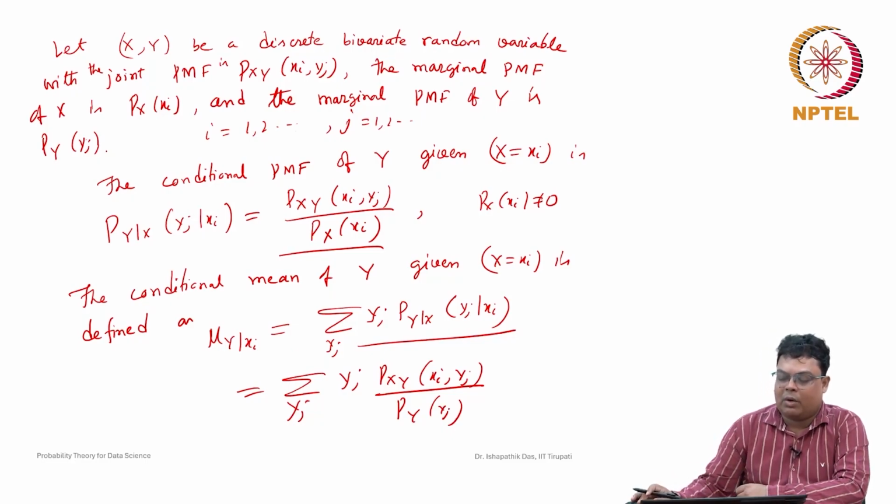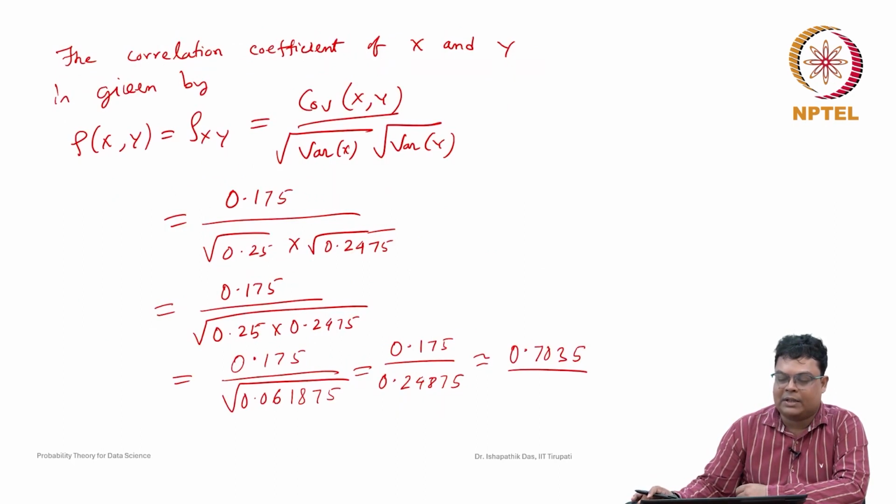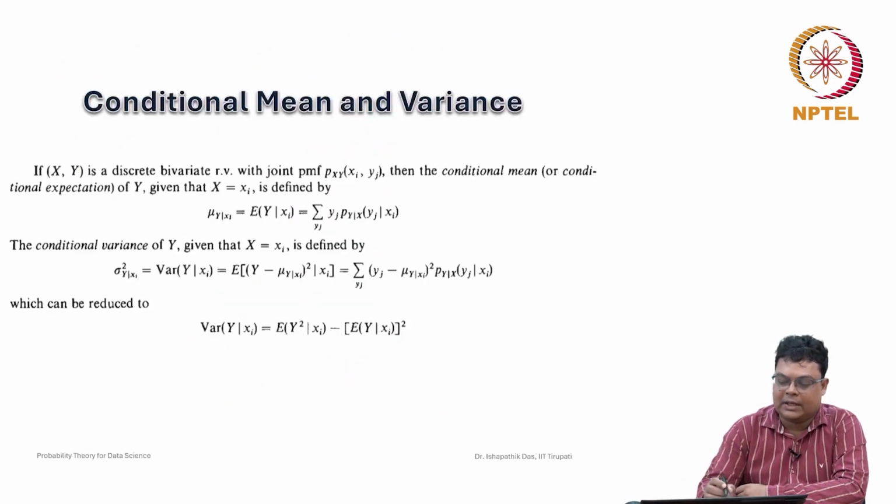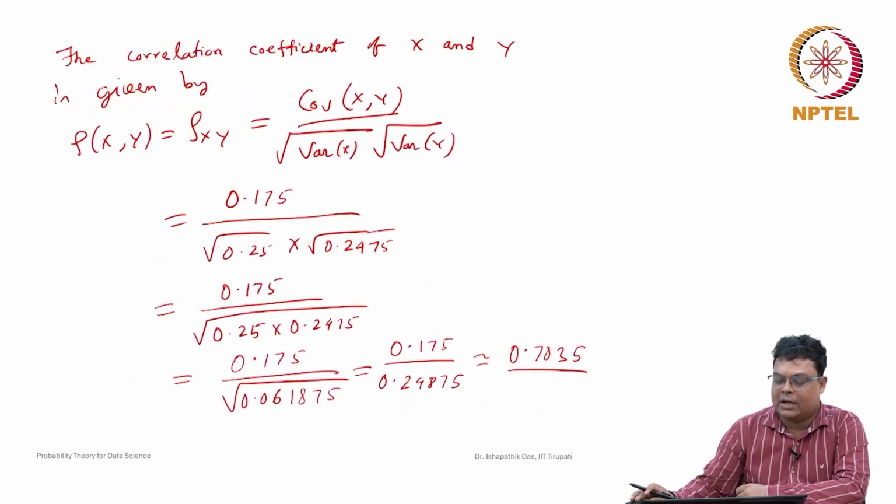So then what will be the variance? For variance, sigma squared of Y given xi is the variance of Y given xi. This is the expected value of (Y minus mu_{Y|xi}) whole square given xi. This is the formula, but it can be reduced like earlier, and we can represent it in a simplified form also. So let us write it down here.